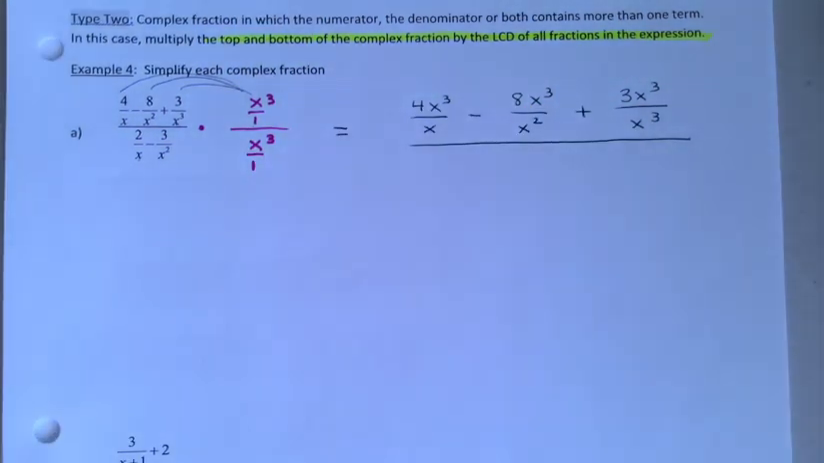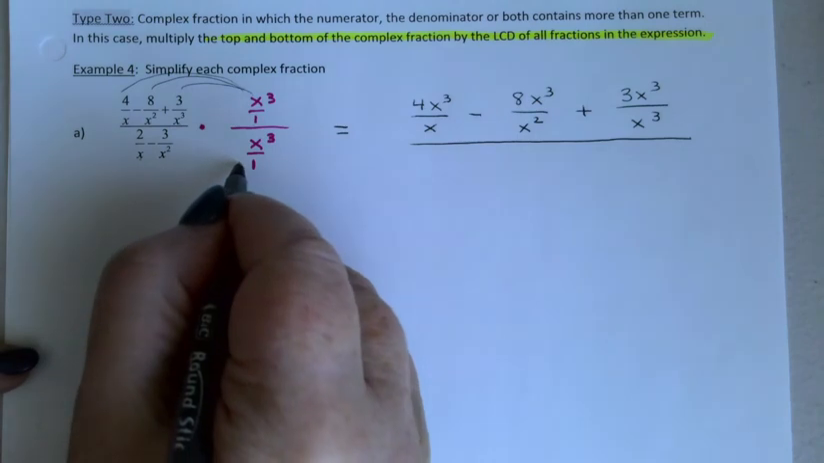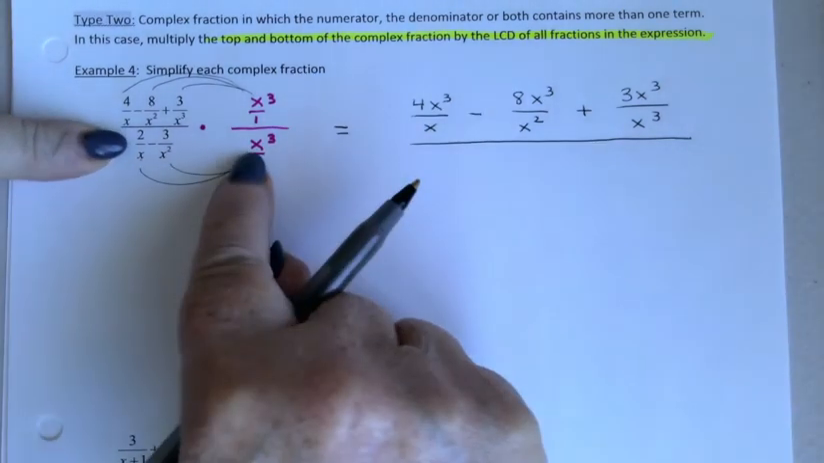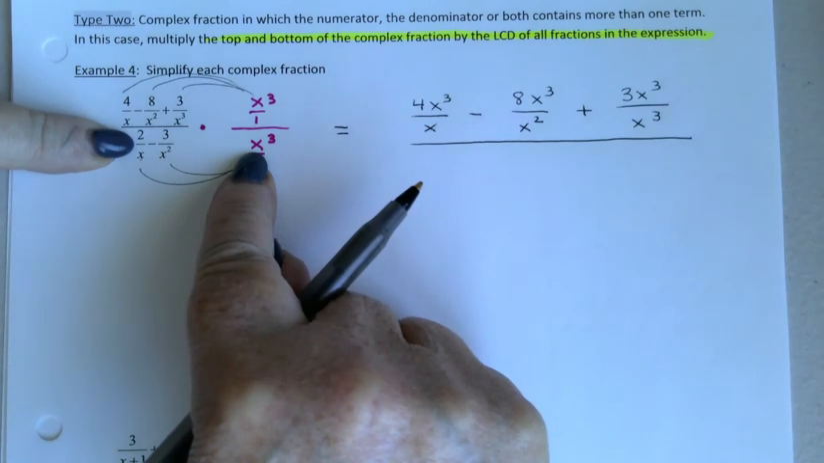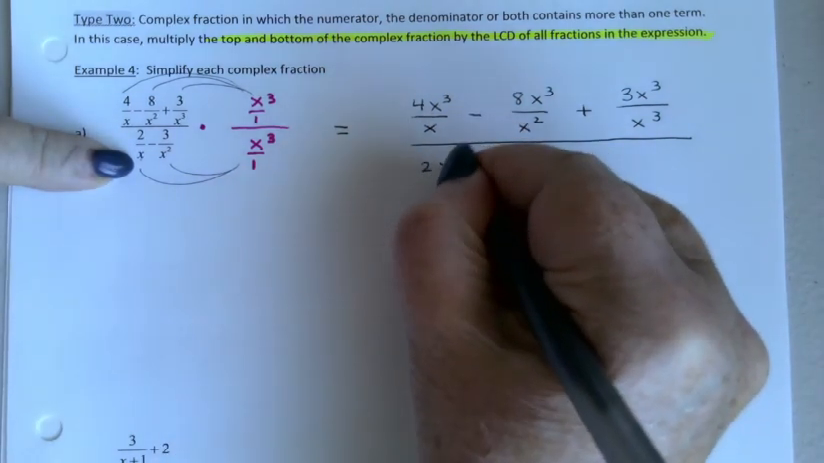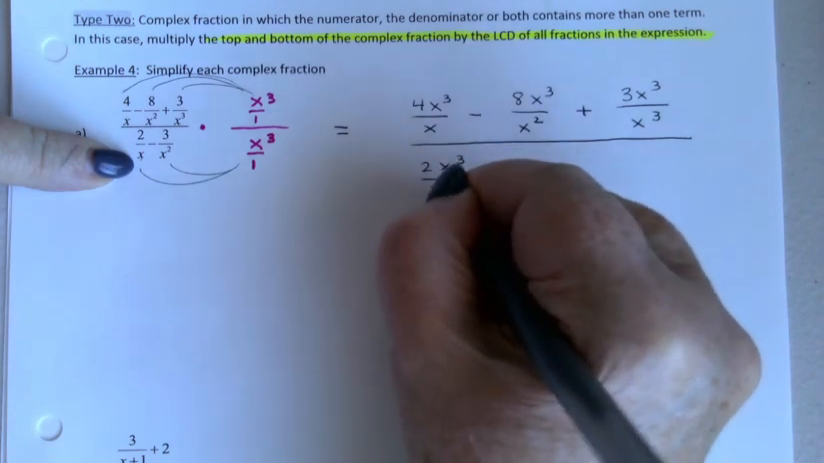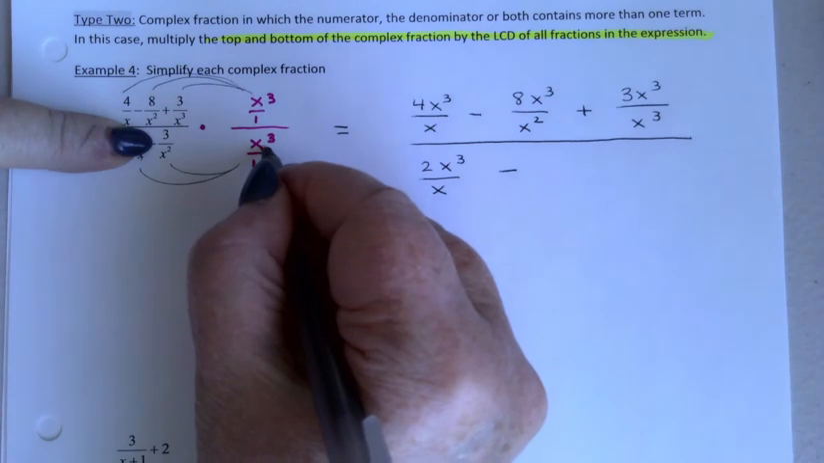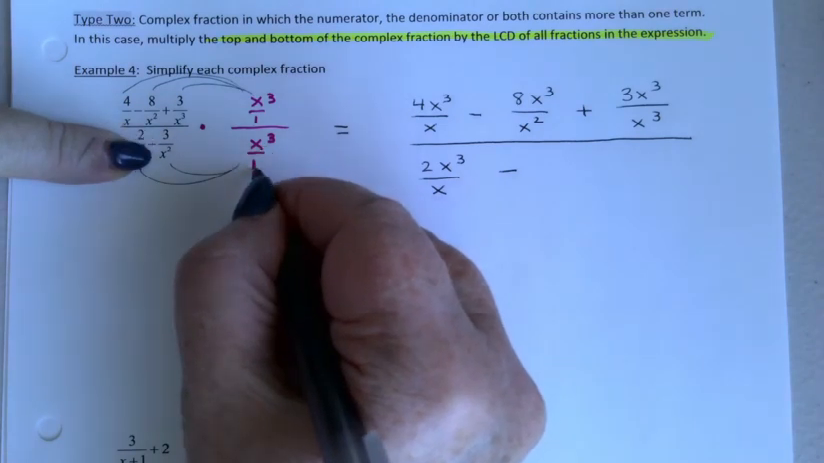Okay. Do the same thing in the denominator. We have to distribute here. So my first fraction becomes 2x cubed over x, minus. Second fraction is 3x cubed over x squared.